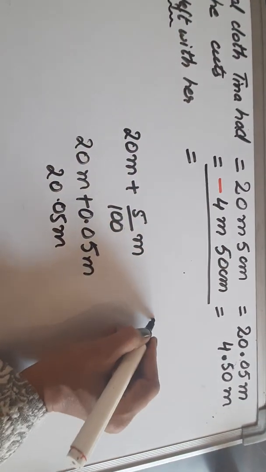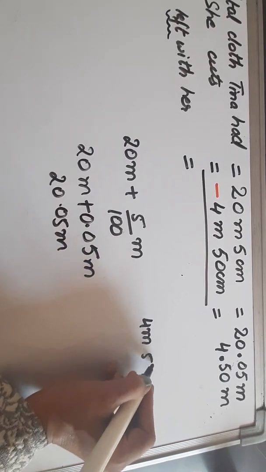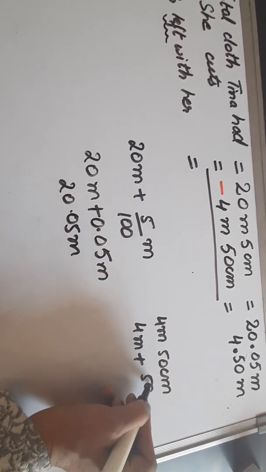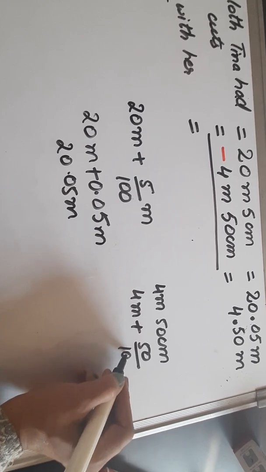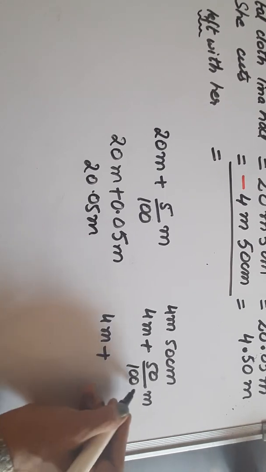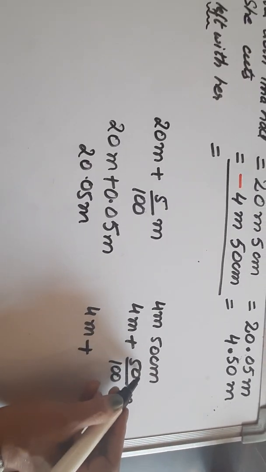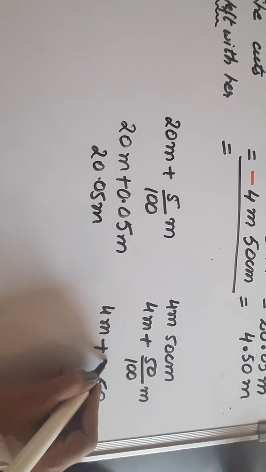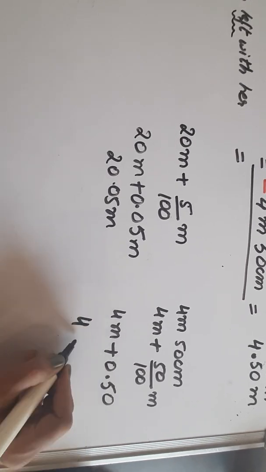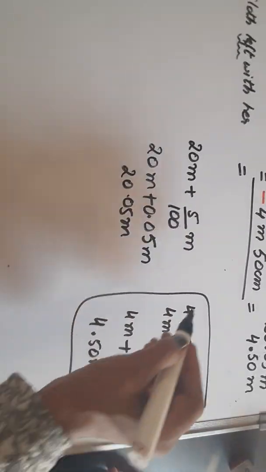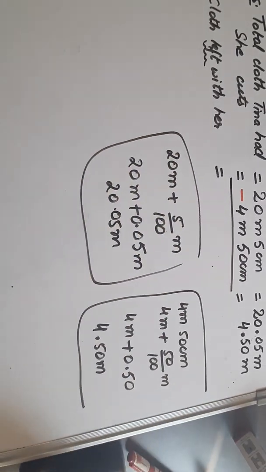Similarly, let us convert this 4 meter and 50 centimeter. So 4 meter plus 50 centimeter, to convert it into meters, divide by 100. So we will be having 4 meter. For these two zeros, let us place the decimal. We leave two digits. One digit is 0, one is 5. Both the digits are there, so place the decimal. So the answer will be 4.50 meters. Note down this on the right hand side of your page.